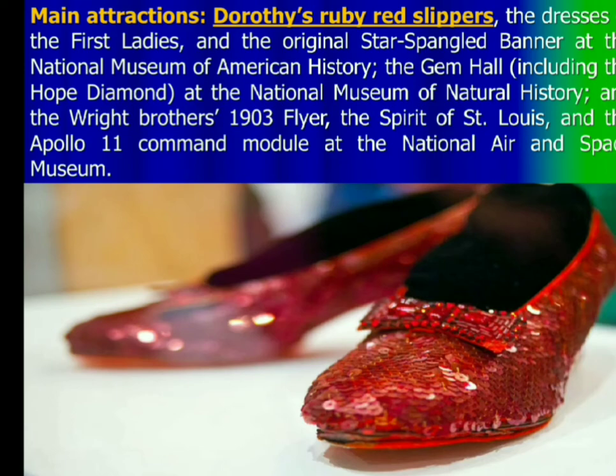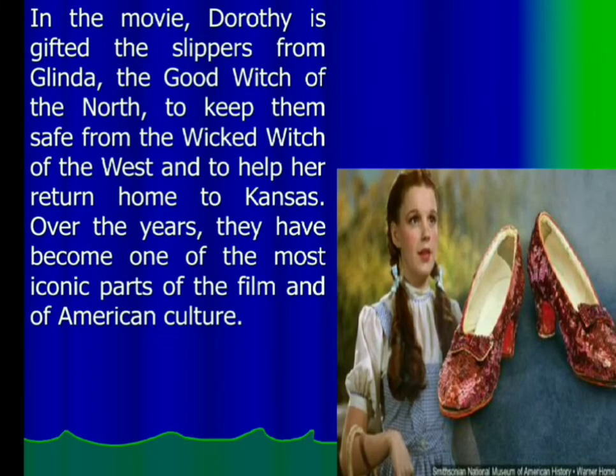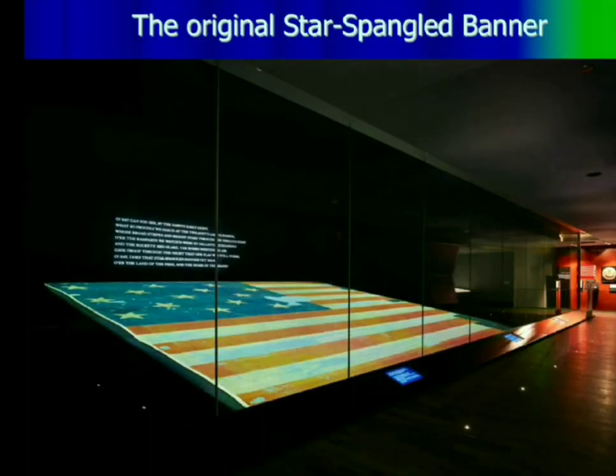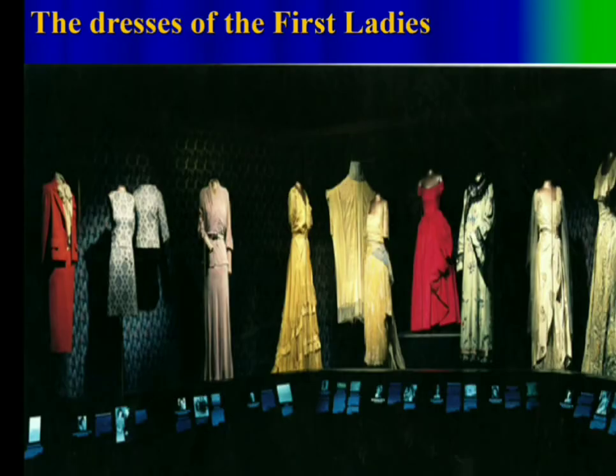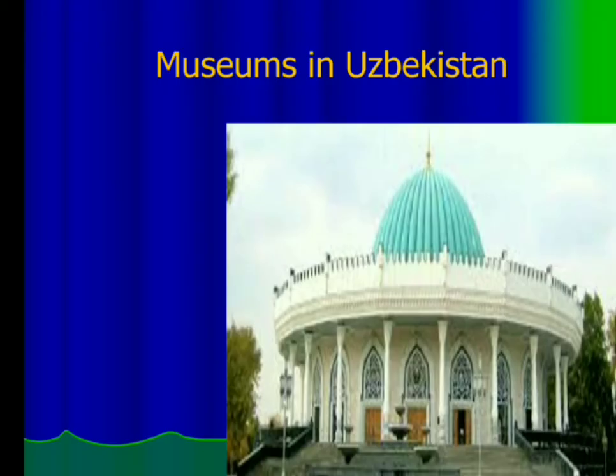The main attraction is Dorothy's ruby red slippers, which became part of the culture of the American people. They are the slippers from a movie that became very famous, and this museum keeps the slippers inside to show them to the public. The next one is the original Star-Spangled Banner, which is kept in this museum and attracts a lot of people. The dresses of the first ladies are also on display, which I think is interesting for all ladies who visit this museum.